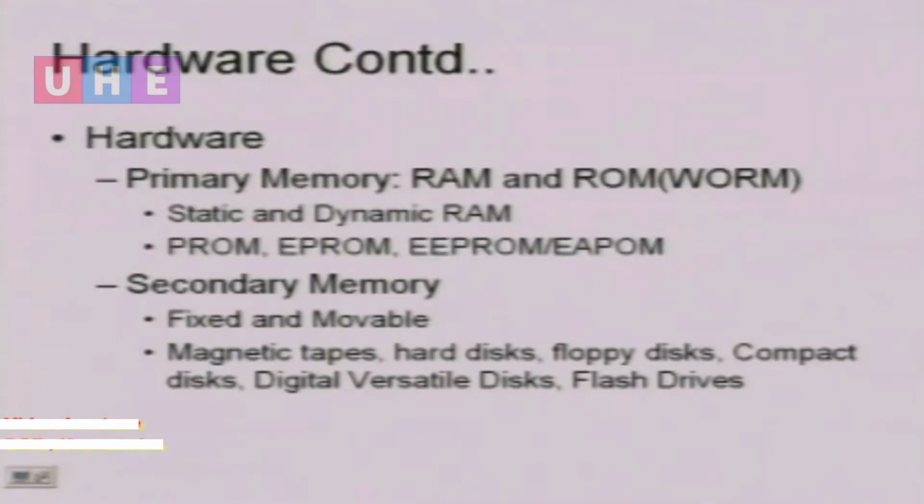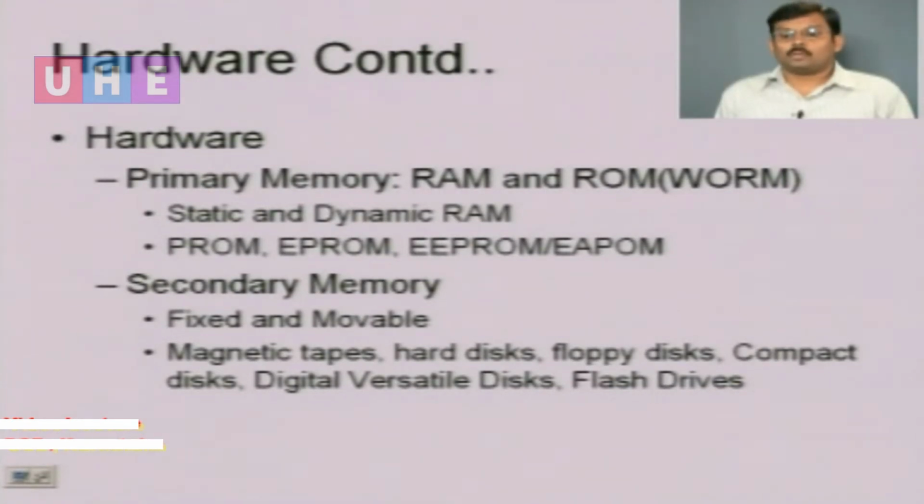Then after that you have electrically erasable PROMs, or electrically alterable programmable read only memories. There is a spelling mistake here actually: electrically alterable programmable read only memories. So what happens here, as I told you, the difference between erasable programmable read only memory and electrically alterable programmable read only memory is that you should physically remove the EPROM and keep it under UV rays so that you can erase the information.